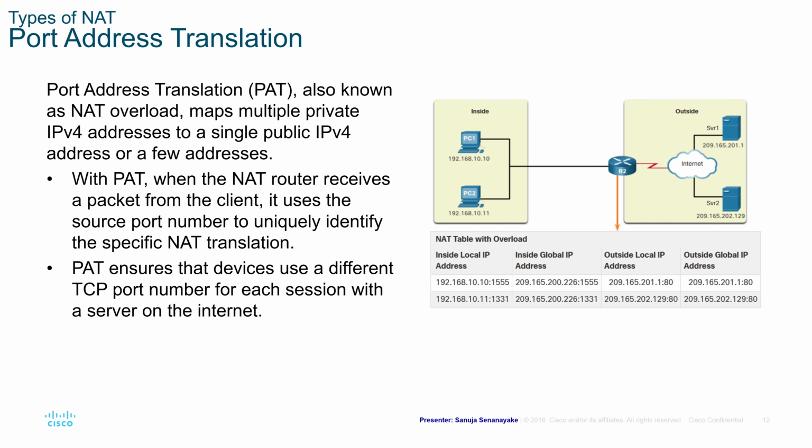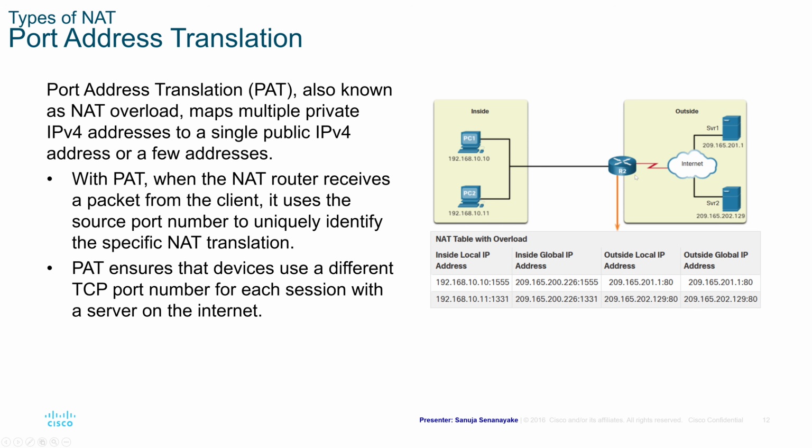Port address translation, also known as NAT overload, maps multiple private IPv4 addresses to a single public IPv4 address or a few addresses. With PAT, when the NAT router receives a packet from the client, it uses the source port number to uniquely identify the specific NAT translation. PAT ensures that devices use a different TCP port number for each session with a server on the internet.